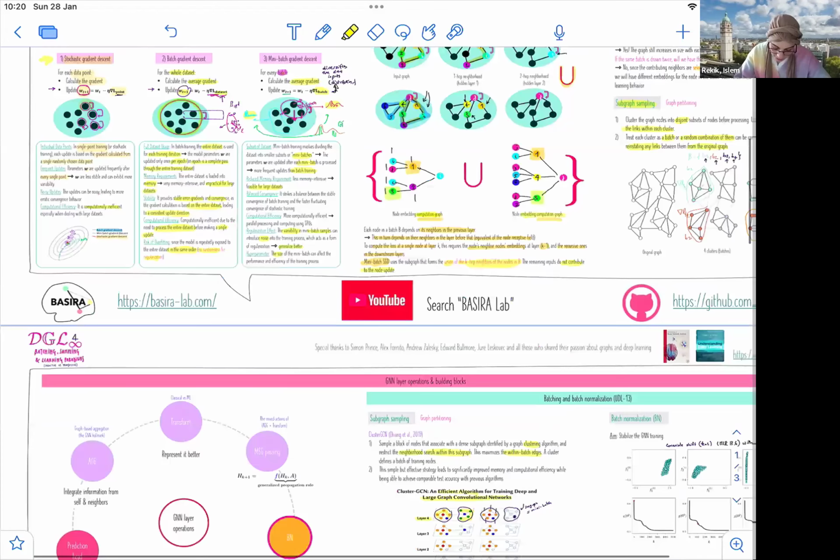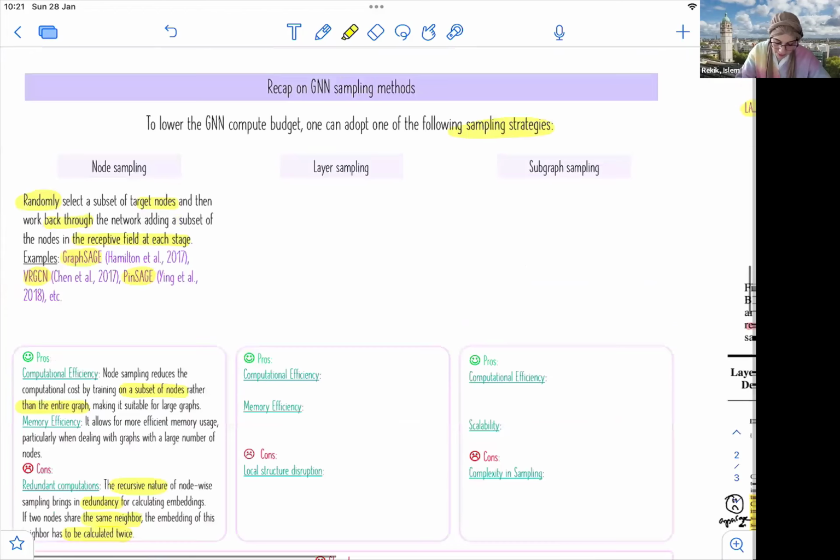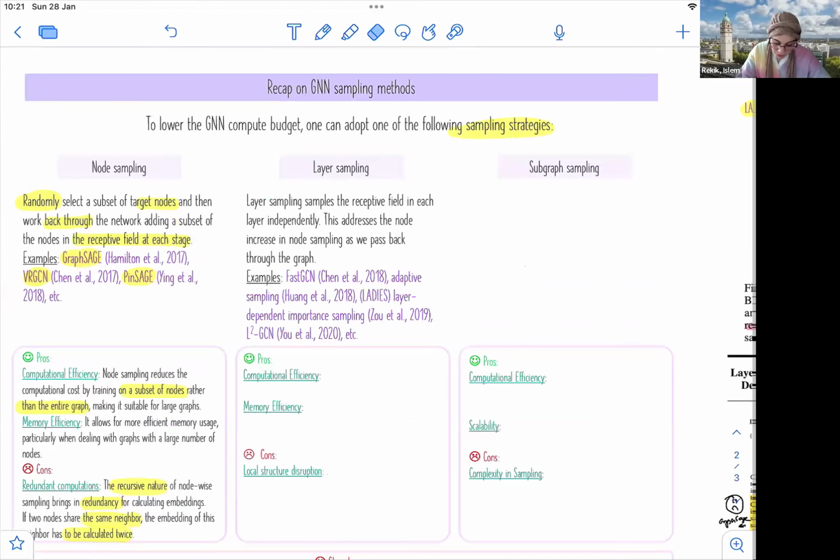The second method we have seen so far is layer sampling. In layer sampling, it samples the receptive field in each layer independently. The keyword here is independently. This addresses the increase in nodes in node sampling as we pass back through the graph. We can control that, and it may remove some of the overlap and redundancy. But there are lots of problems, which we're going to see in a bit.